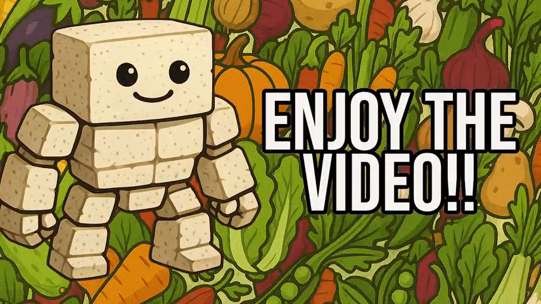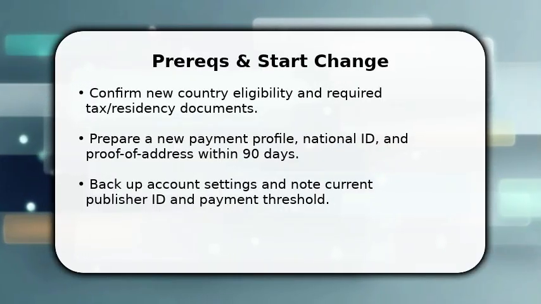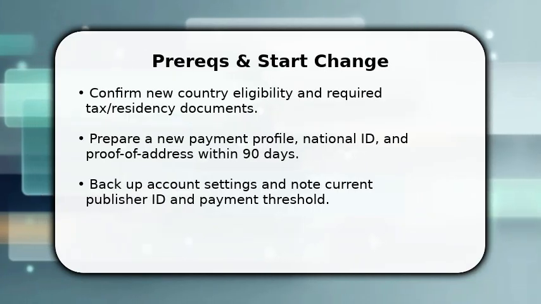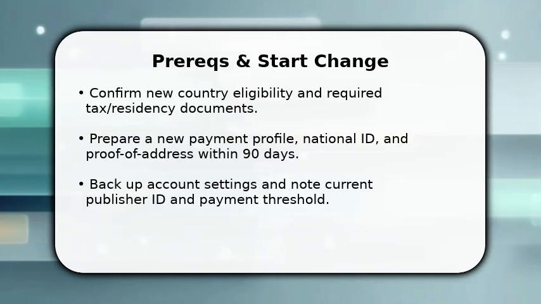Please enjoy the video. You must verify eligibility before you begin. Gather national ID, proof of address, and tax forms. Once you have documents, open AdSense and go to Payments. Click Manage Settings, then Add or Edit Payment Profile to start creating a profile for your new country.